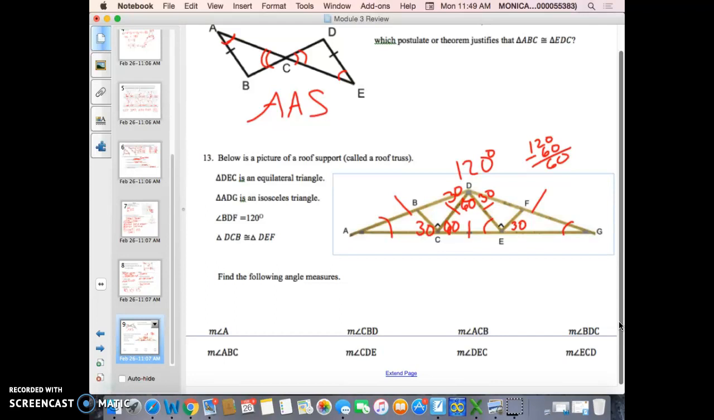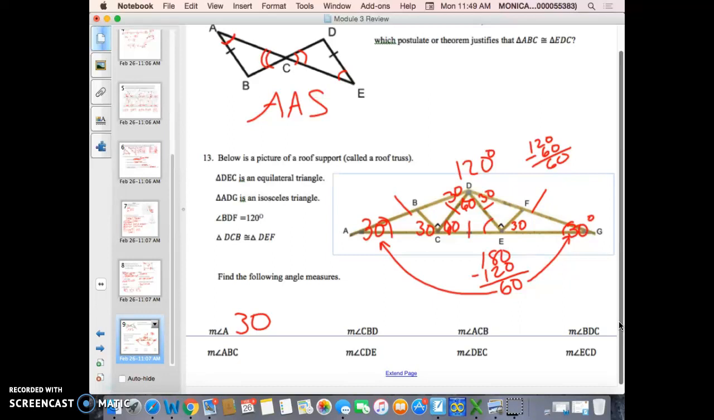So if I look at the big triangle, because 30 plus 60 plus 30 is 120. So if I look at the big triangle now, that's 120. So I could do 180 minus 120, which is 60. And then this is going to have to be divided among this angle and this angle. So this one's 30 degrees. This one's also 30 degrees. So the measure of angle A is 30.